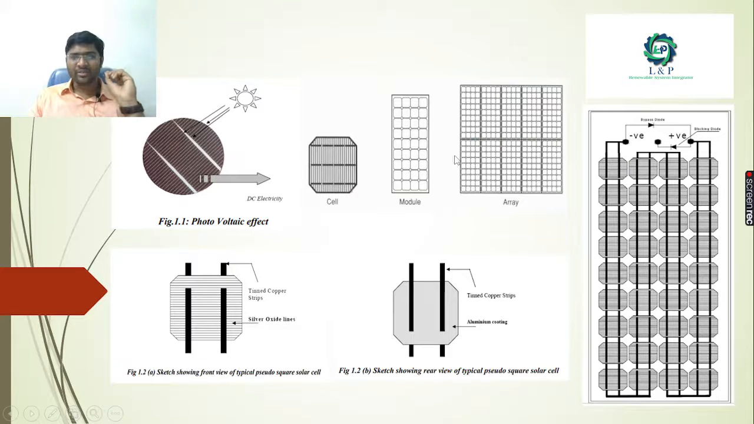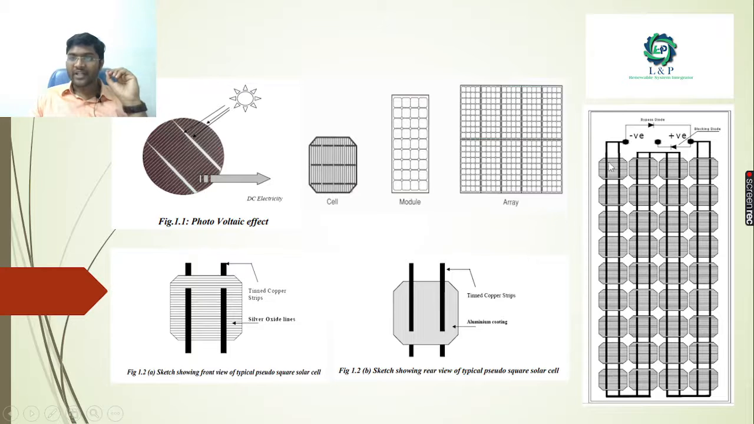And to serve our particular purpose, we are making interconnects. We are connecting all these modules together, and they form a solar array. See here, individual solar panels. Inside this, there will be tinned copper. Along with the wafers, inside the wafer we are making these tinned copper lines, and also we are providing the silver oxide lines. So that's how a single solar cell is getting prepared.